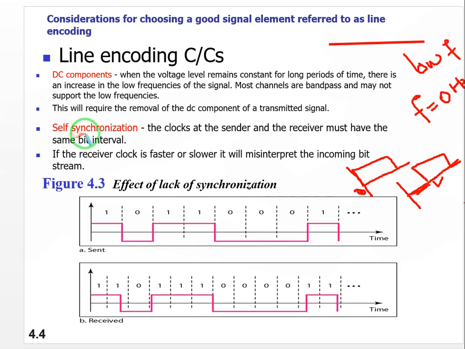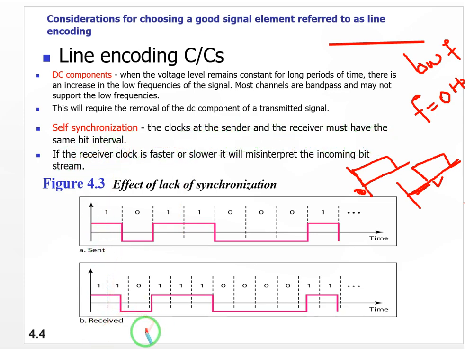Then coming to self-synchronization. Synchronization means synchronization of the clock, so that the clock at the sender as well as at the receiver will always be synchronized. It's just like the same clock time. If the time on the sender side is 12 p.m., the same time must be on the receiver side, it must be 12. So this is bit synchronization, time synchronization, clock synchronization. The clocks of the sender and the receiver must have the same bit interval.